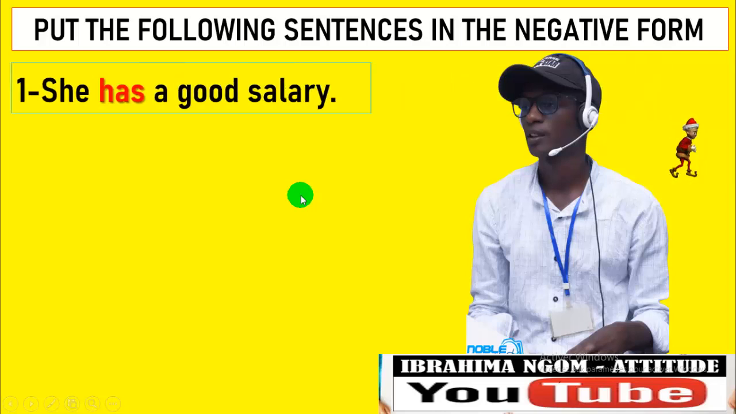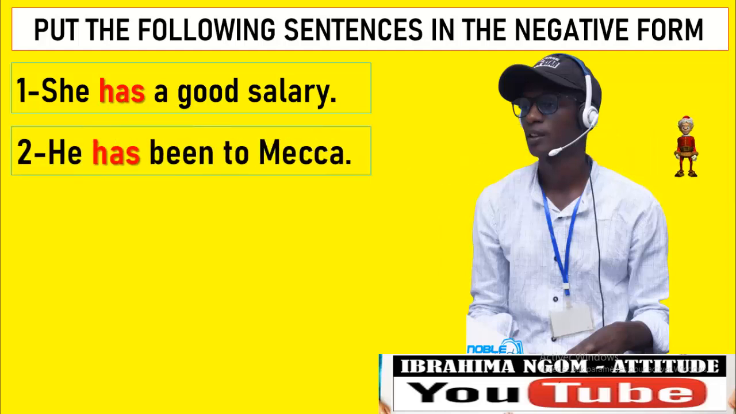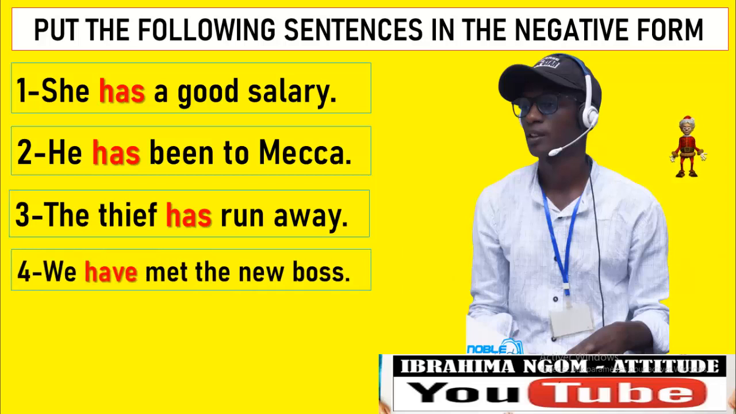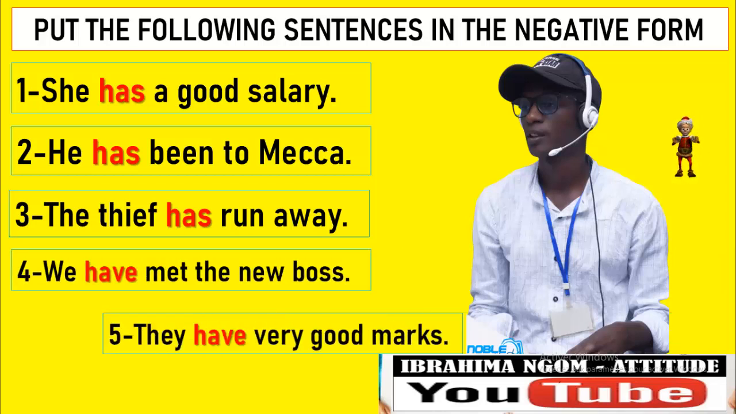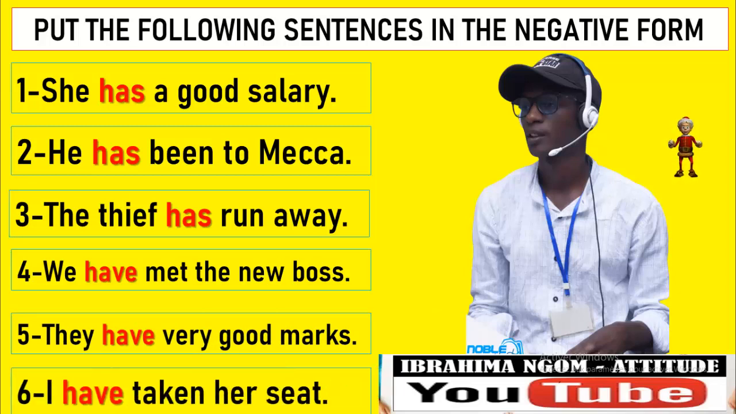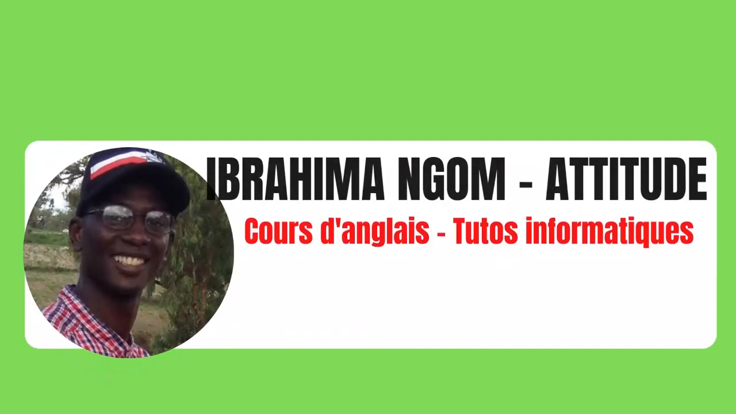Practice, exercise. Put the following sentences in the negative form. Number 1, she has a good salary. Number 2, he has been to Mecca. Number 3, the thief has run away. Number 4, we have met the new boss. Number 5, they have very good marks. And number 6, I have taken her seat. Now, put your hands on the pause button, your finger, take a piece of paper and a pencil, do the exercise and come back.